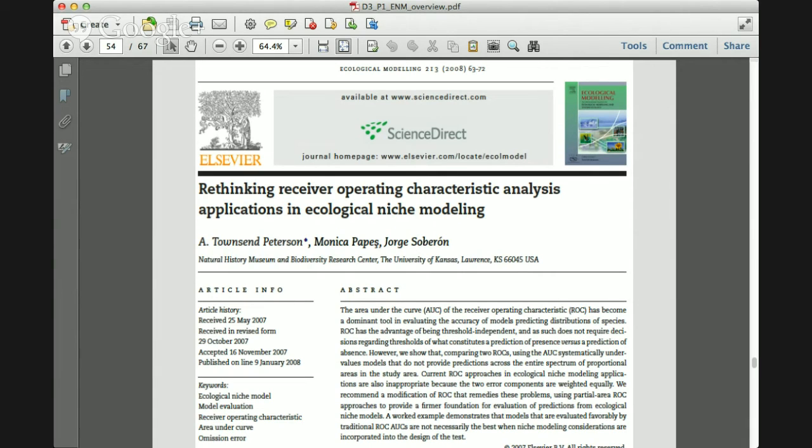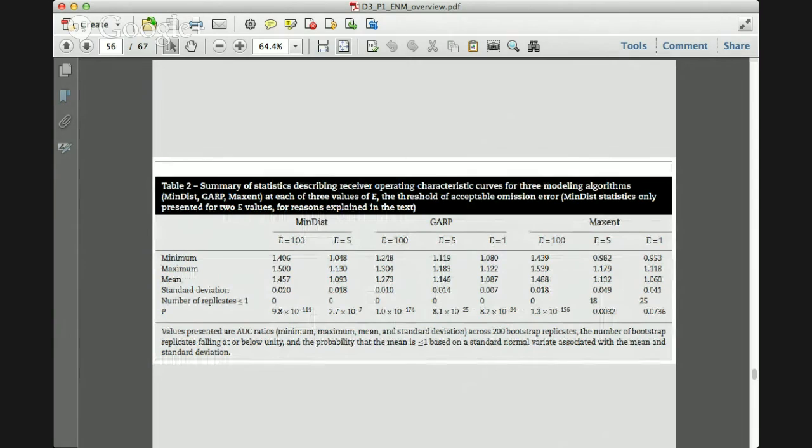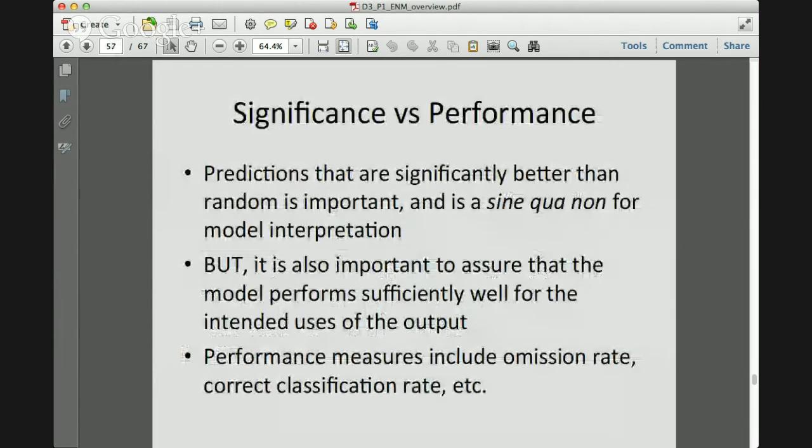So with a couple of colleagues, a few years ago, I published this paper that provides an alternative. And again, Luis is going to go through this point in much more detail, so I'm not going to spend time on this.